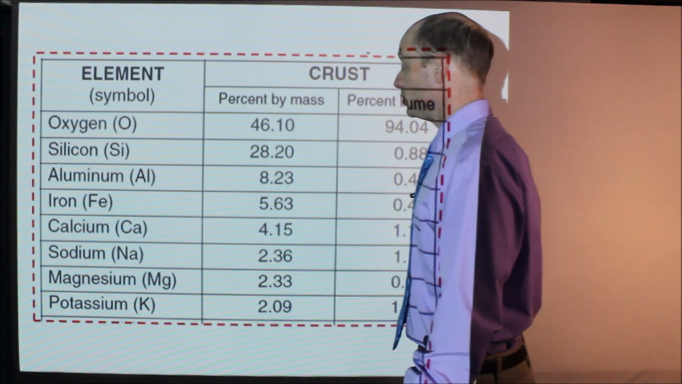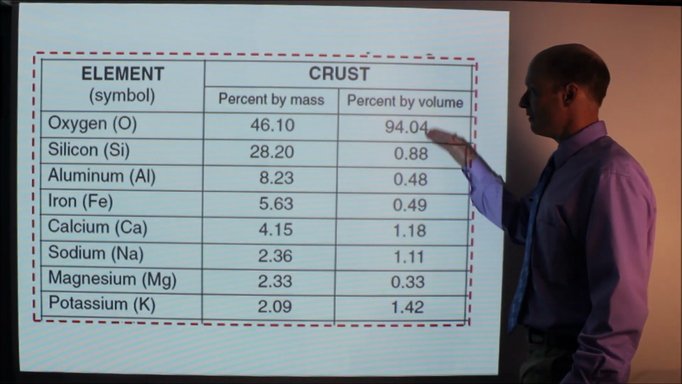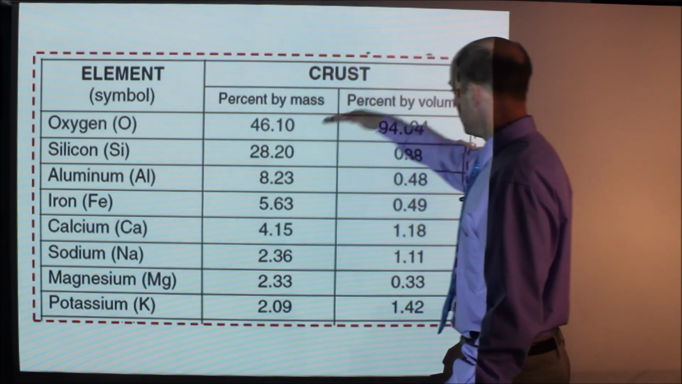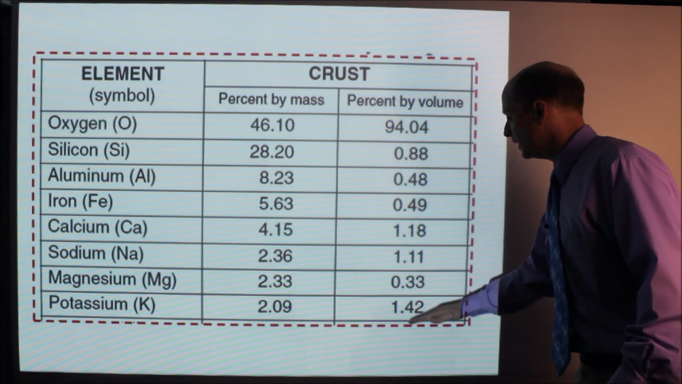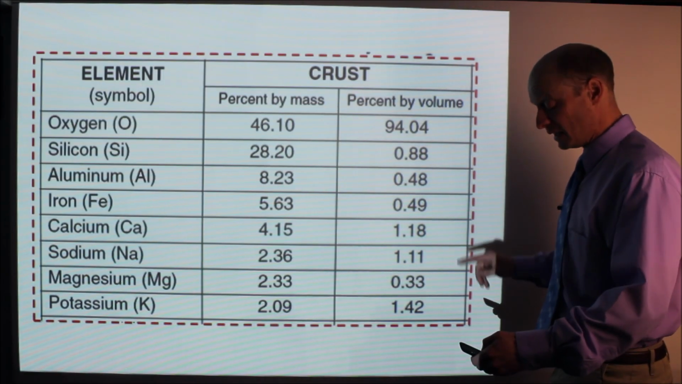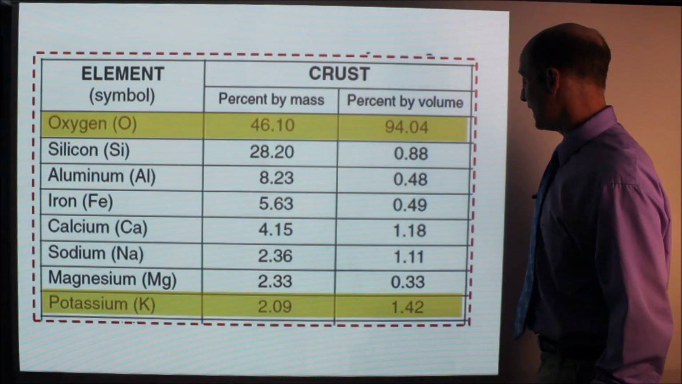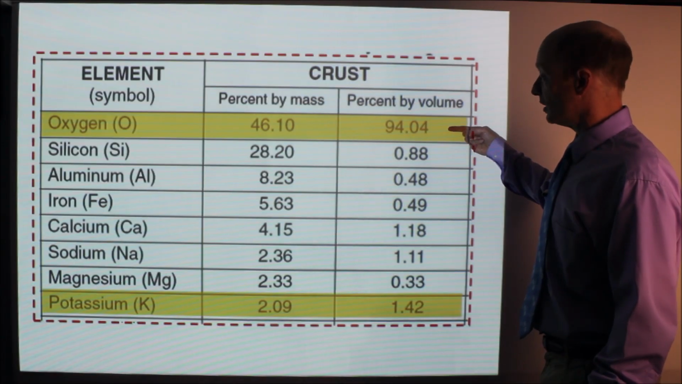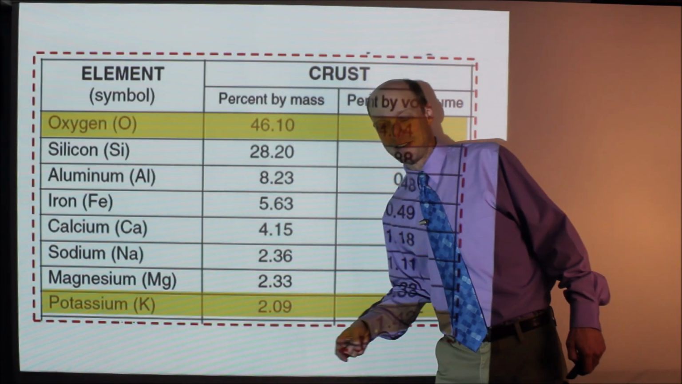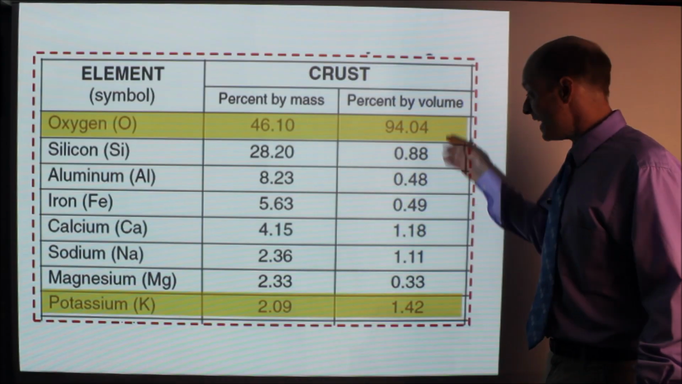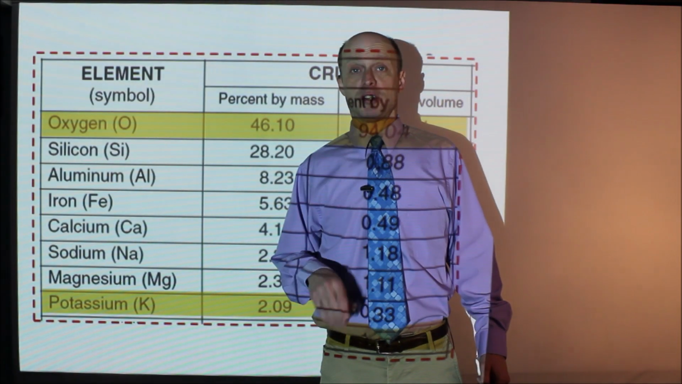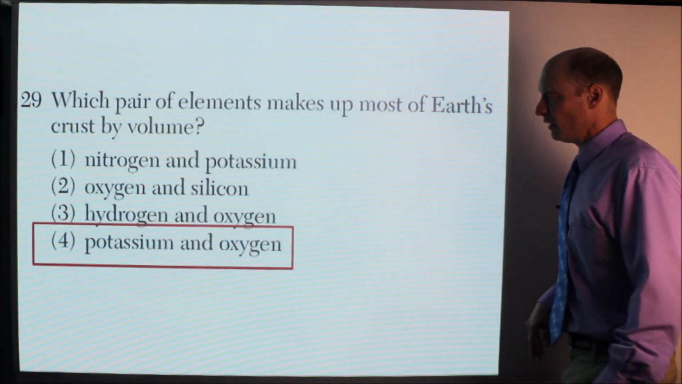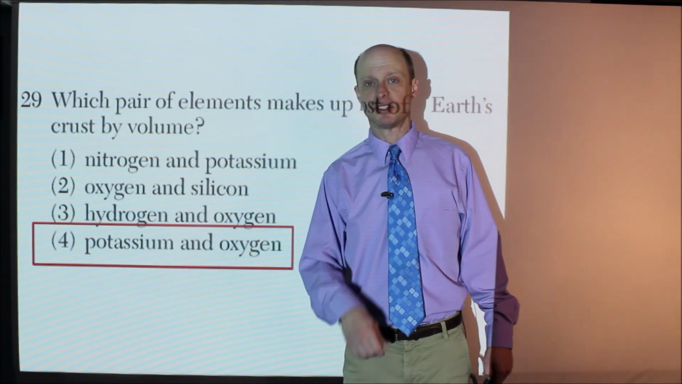Let's zoom in. So, which two elements by volume? Be careful of this order. You've got to look over here, and they are not in order of highest to lowest. So be careful. What you're going to get is oxygen is 94% of Earth's crust by volume. Crazy. And then the next highest one is potassium at 1.42%. So the answer here is choice number 4, potassium and oxygen.